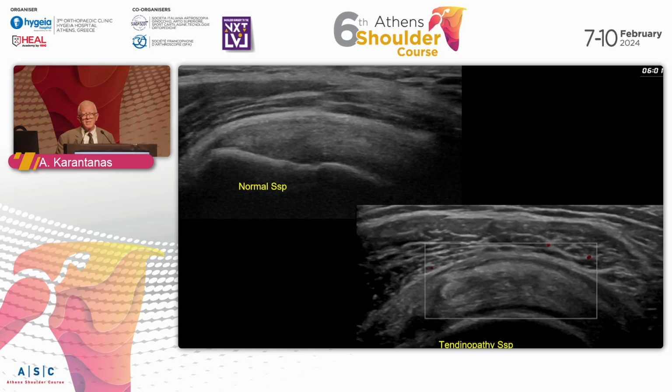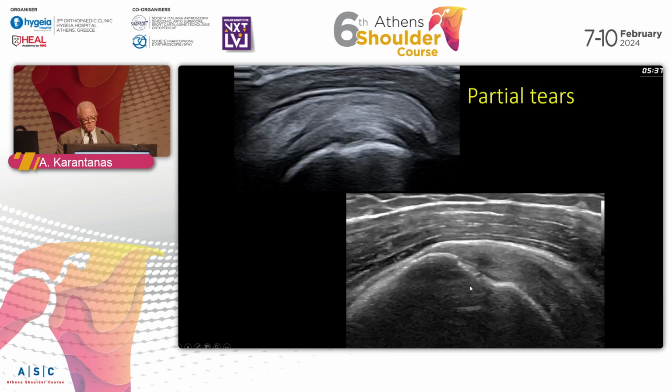Here you see very nicely the long axis and the normal echotexture of the supraspinatus tendon. This is the long axis view. That's the cortex, that's the articular cartilage, whereas in tendinopathy we have impaired and altered echotexture. You see higher and lower echogenicity here, together with fluid accumulation in the subacromial bursa.